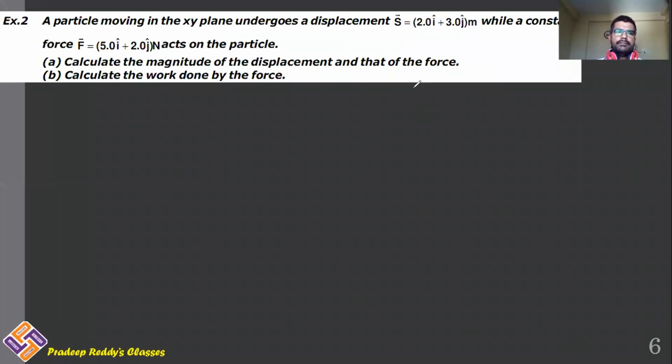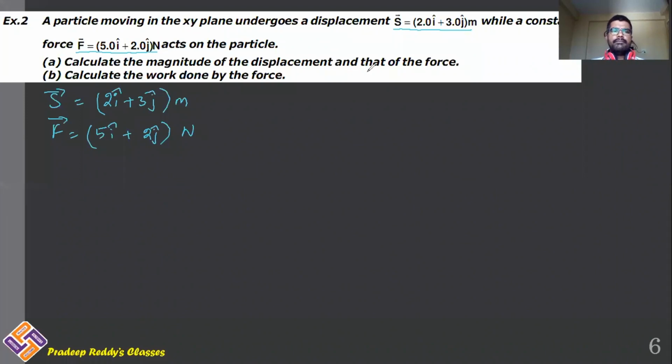Coming to the second example, we have a particle moving in the xy plane undergoing a displacement S equal to 2 i cap plus 3 j cap meter, while a constant force F equal to 5 i cap plus 2 j cap Newton acts on the particle. Displacement is given as 2 i cap plus 3 j cap, in meter. And the applied force F is equal to 5 i cap plus 2 j cap, in Newton.